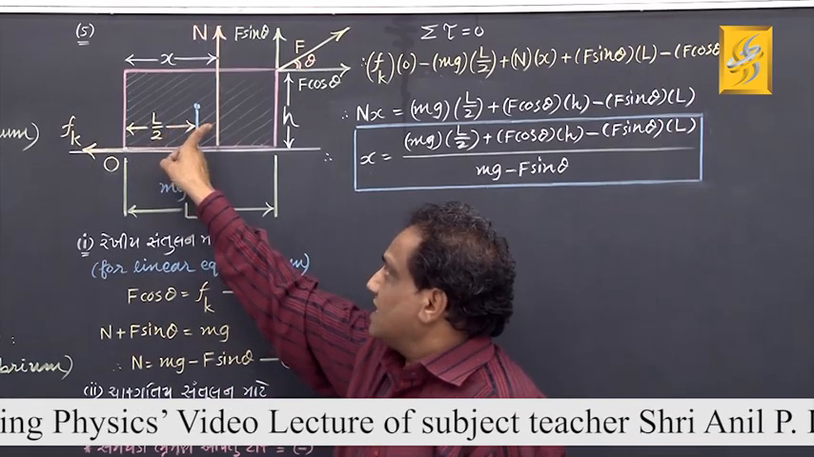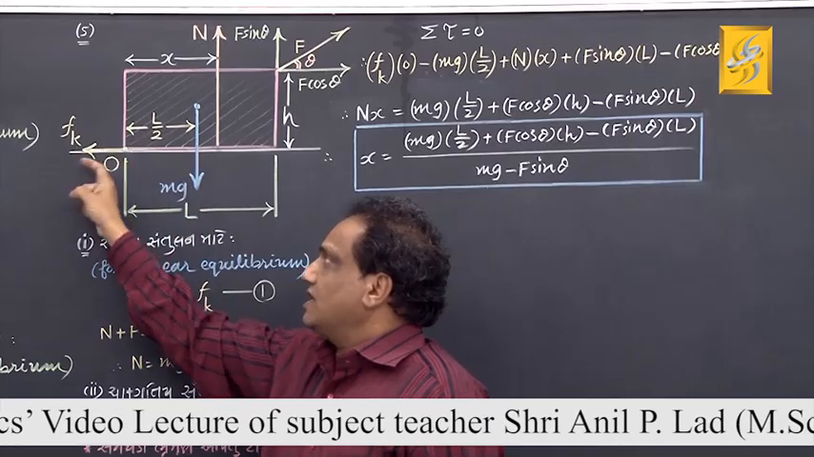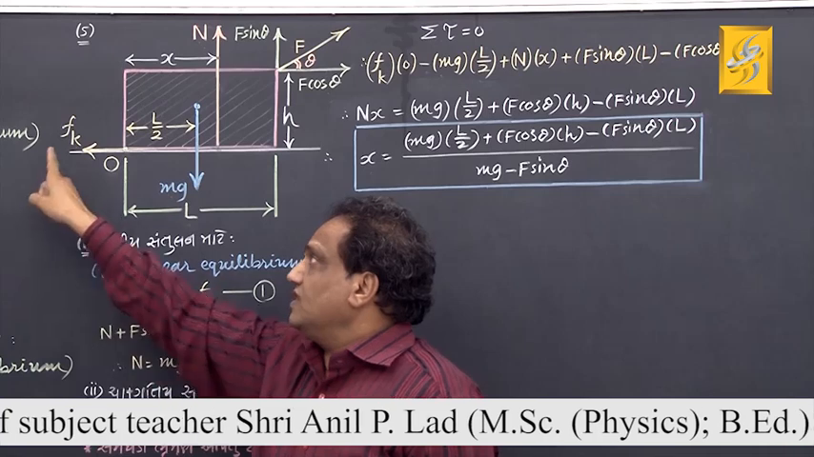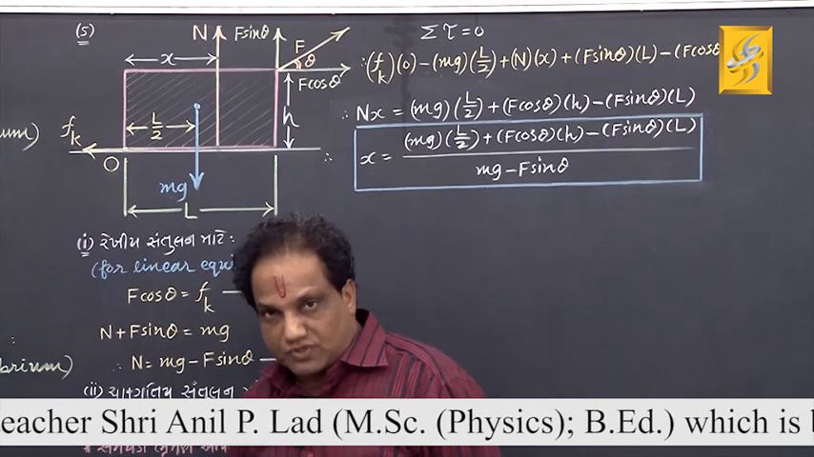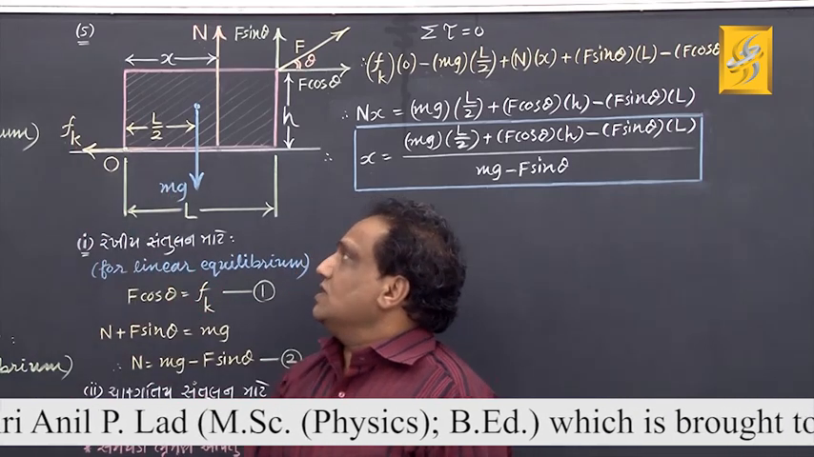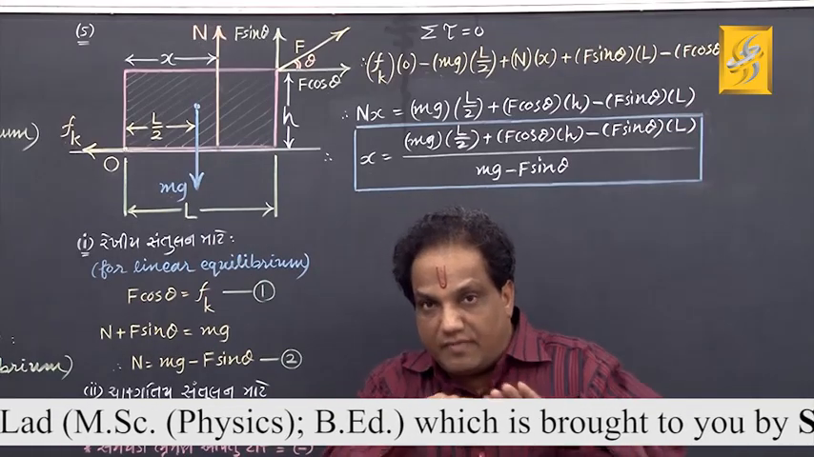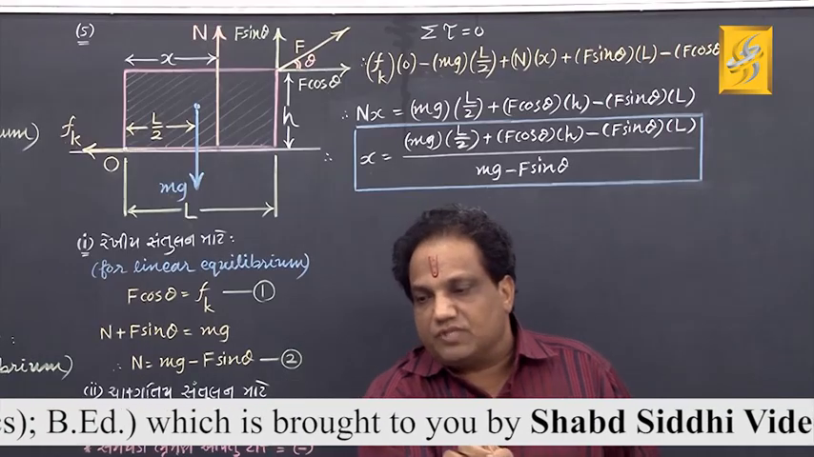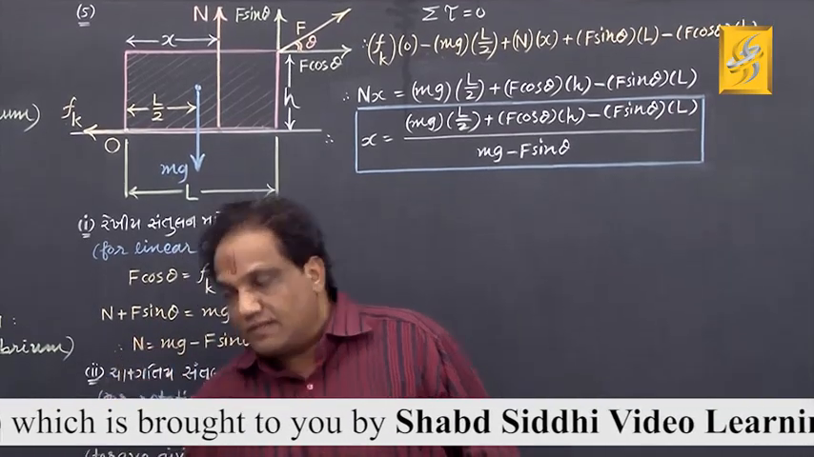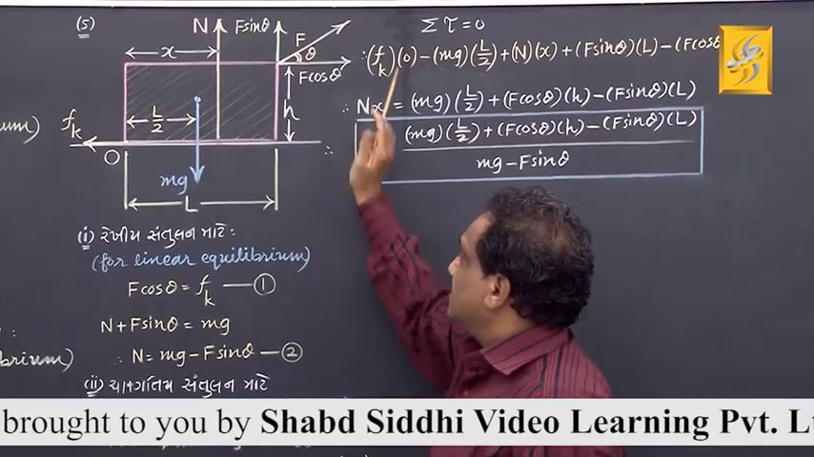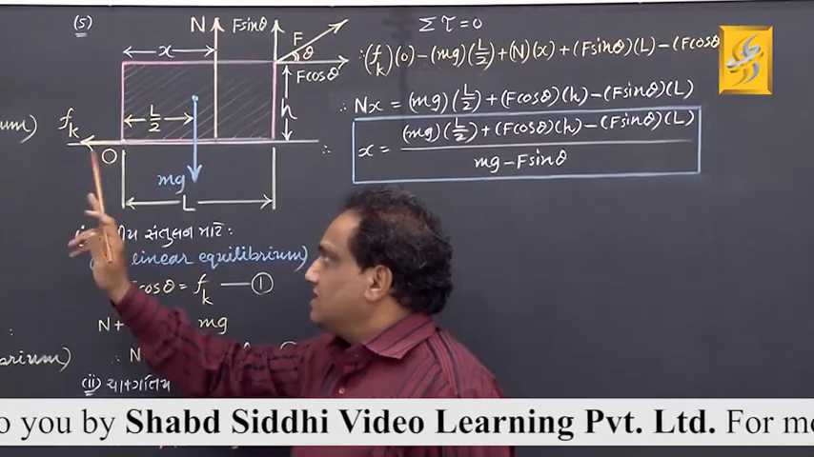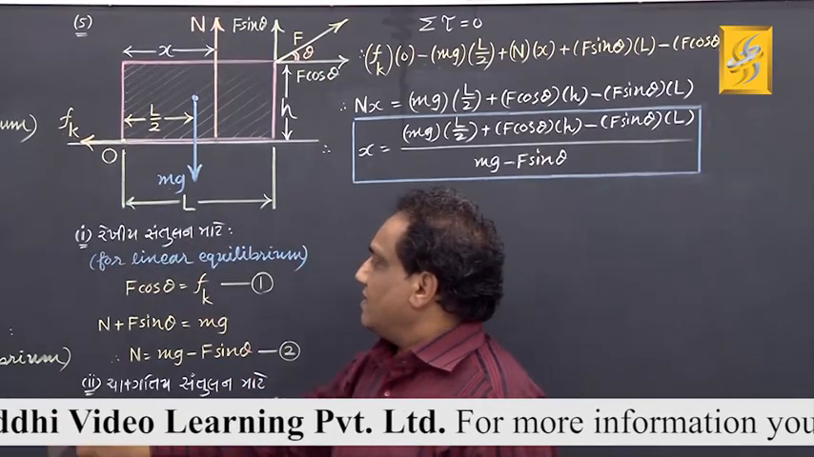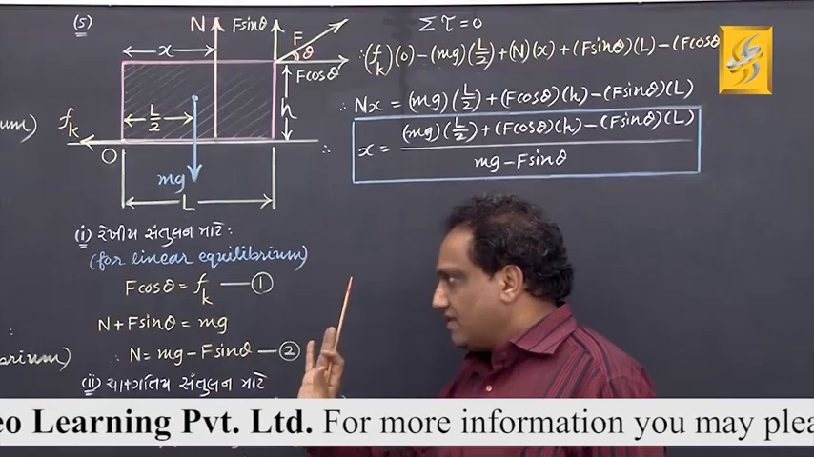If the block is moving towards the right-hand side, then in just the opposite direction there will be a force of friction. Because the block is in motion, this frictional force is kinetic frictional force, which is towards the left side. So when this block is under linear equilibrium along the x-axis, whatever is the force towards the positive x-axis, the same must be the force towards the negative x-axis. Both of them must have equal magnitude. So F cos theta must be equal to fk.